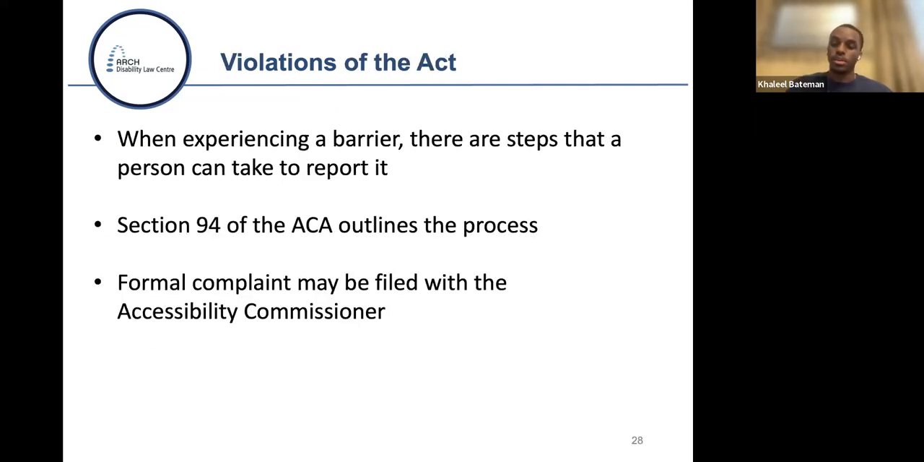Now here we want to address a bit of what one might do in the event that they come across an accessibility barrier. If one were to file a complaint about the barrier, who they would go to depends on who the complaint is against or which field it relates to. If the complaint is against a federal organization, your complaint will go to the Accessibility Commissioner. This is outlined under Section 94 of the ACA. A formal complaint may be filed, after which the Commissioner can commence an investigation into the claim and use its powers to enforce the act if they find the claims are substantiated.